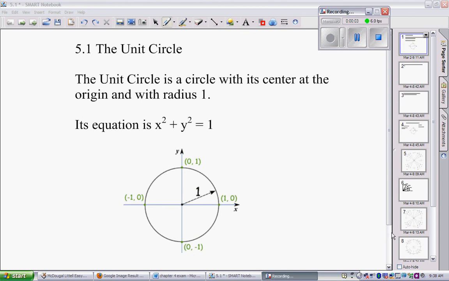5.1 is the unit circle. The unit circle is a circle with its center at the origin and with radius 1. It takes on the equation x squared plus y squared equals 1. So any radius coming from the origin will be length 1, so therefore it passes through the points (1, 0), (0, 1), (-1, 0), and (0, -1).